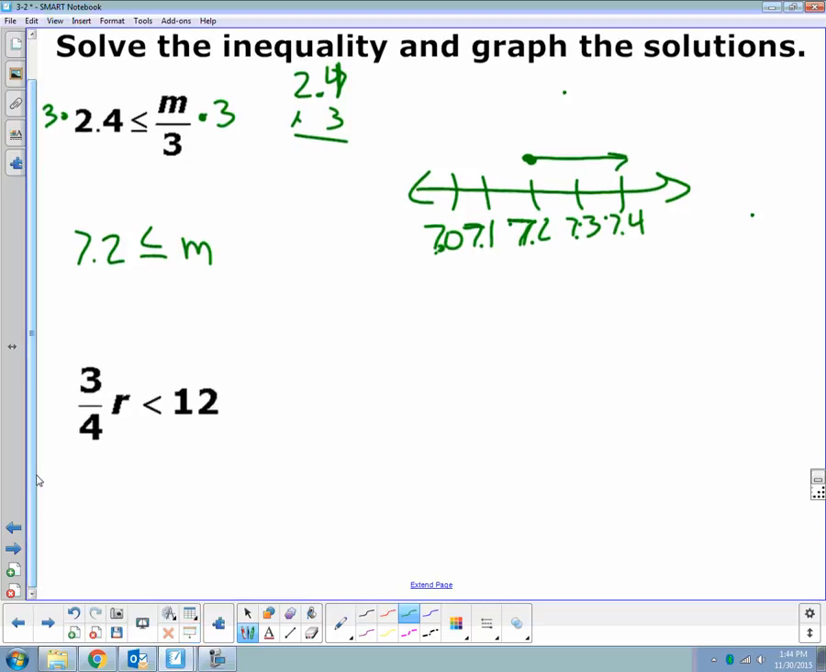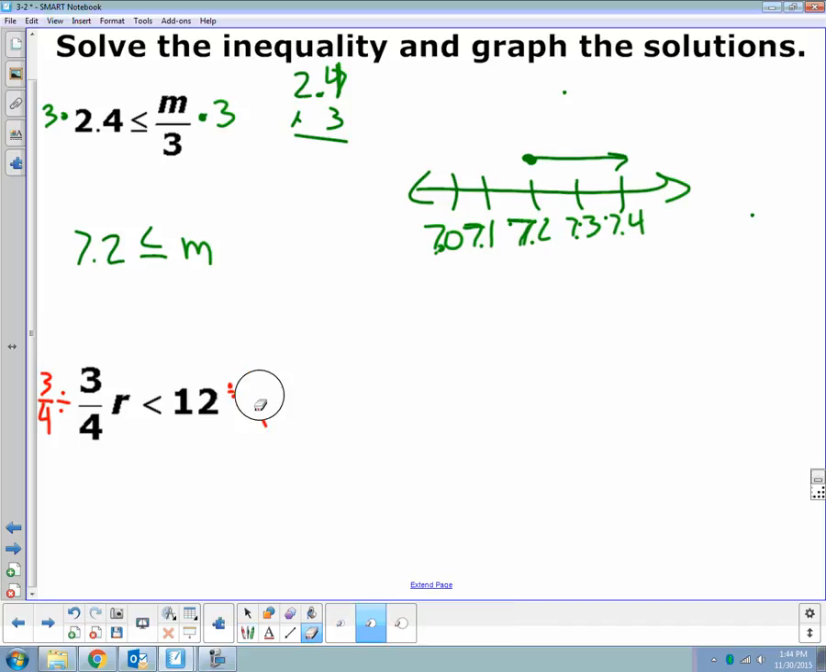Another example, we've got 3/4 R is less than 12. Now, there are two ways to solve this. Well, there's probably lots of ways to solve it, but there are two ways that I see. One, we could say that's 3/4 times R is less than 12. We could do it that way by dividing both sides by 3/4, because the opposite of multiply is divide by 3/4. So we could work at it from there, and that would work.